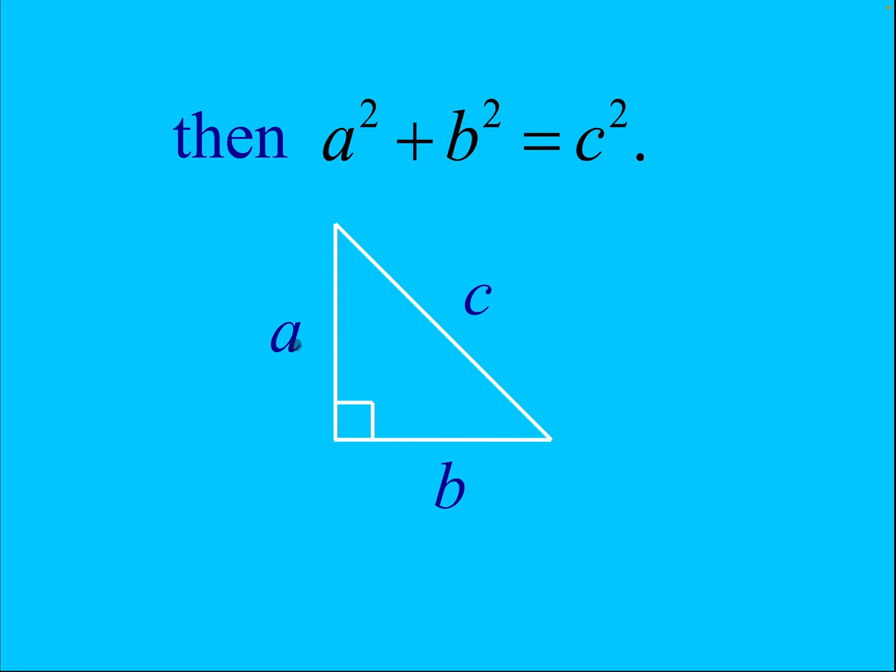Now, if you're asking me, does it matter which leg I label A and B? No, it doesn't. I could label this A, I could label this B. And then if I label this one B, this one has to be A. As long as you label them each differently, between A and B, it doesn't matter which one is A and which one is B. Okay? But the hypotenuse is always going to be C. This does not change. This longest side that's across from the right angle is always C.